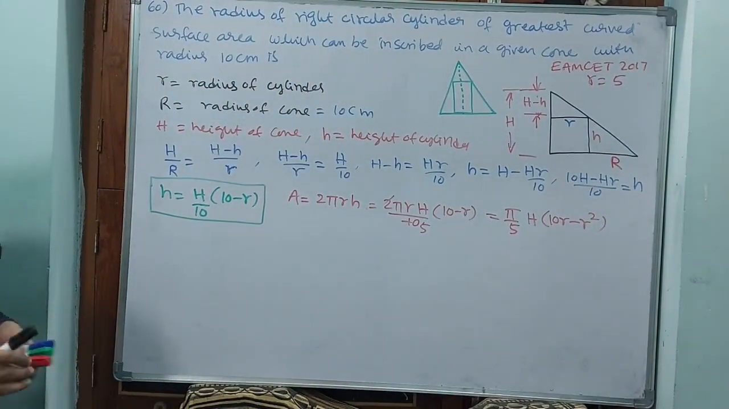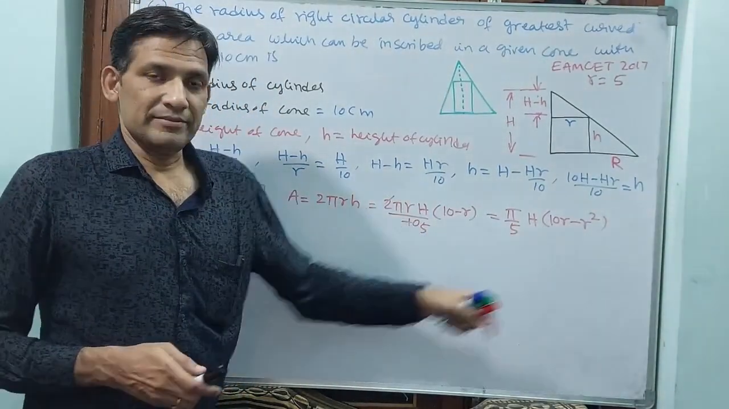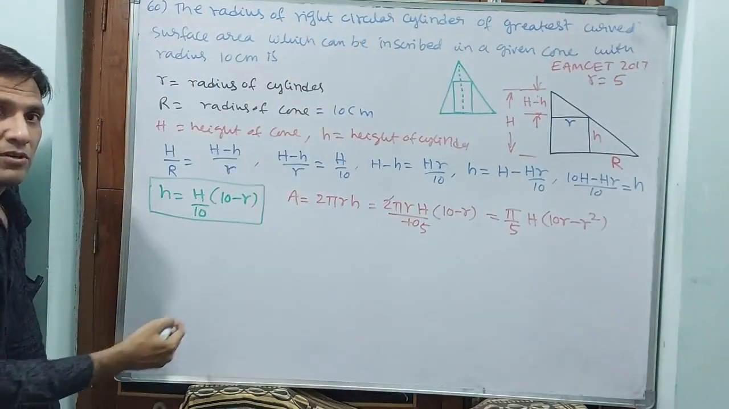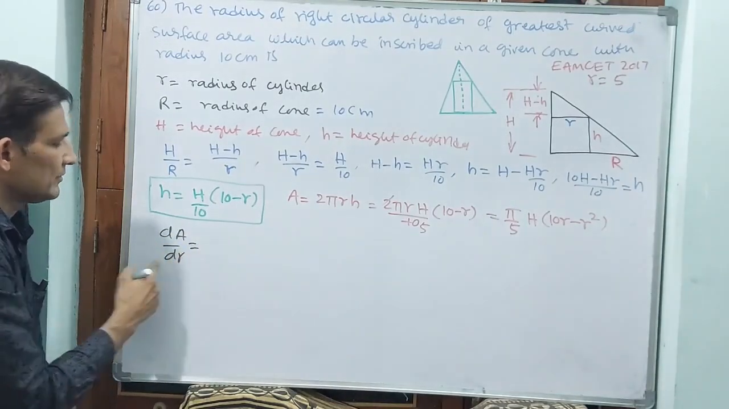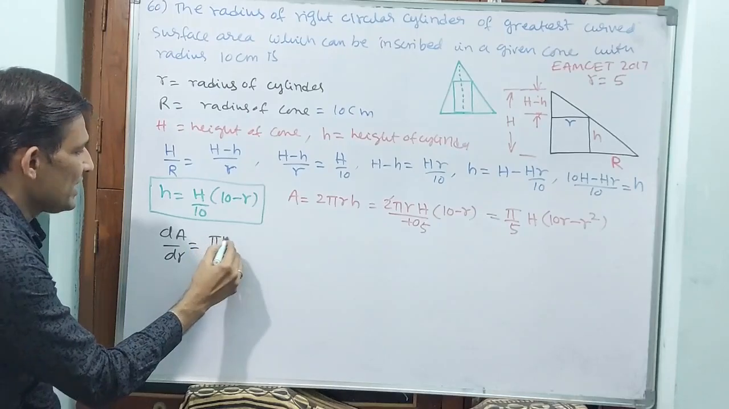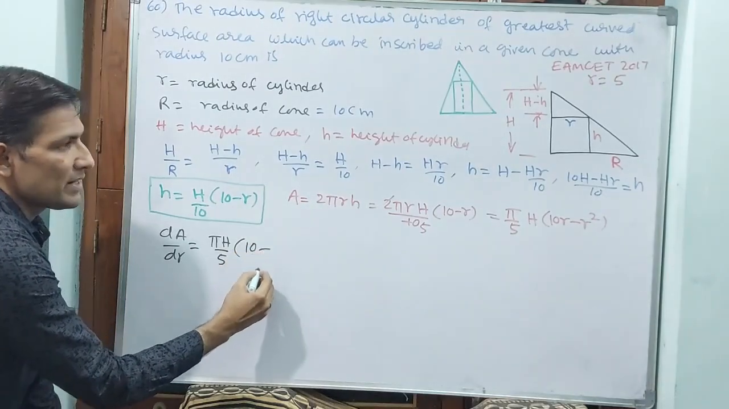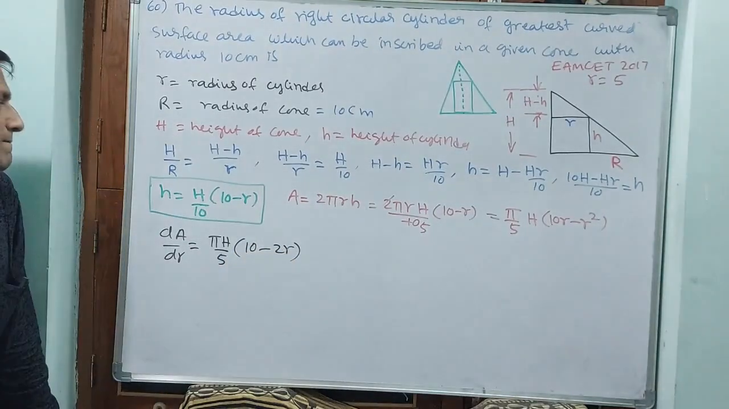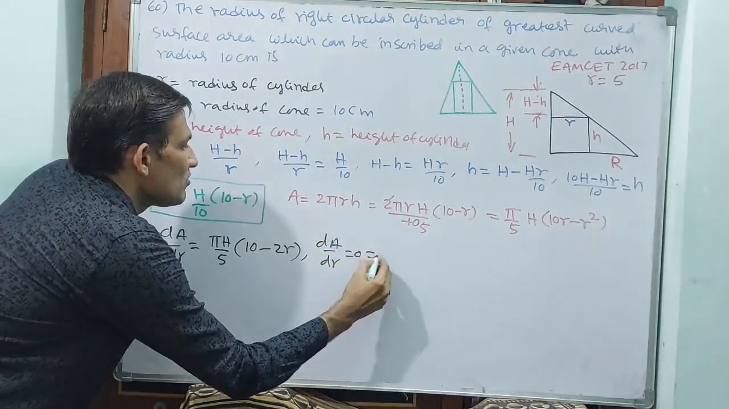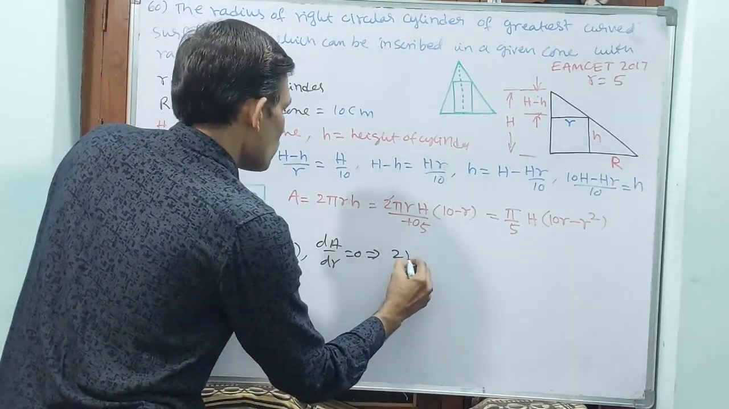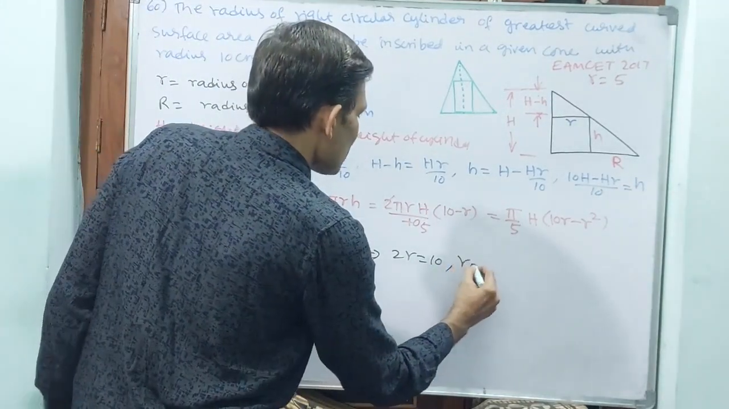Now forget about H. Now in R form, your area is there. Now what I want to do: for greatest, we need the change in area, that means dA by dr. Then pi H by 5 will be constant, and d by dr of 10R is 10 minus d by dr of R square is 2R. Now you equate this to 0. dA by dr equal to 0 implies 2R is equal to 10. Why? Because this is going to become 0. 2R is equal to 10 means R is equal to 5.